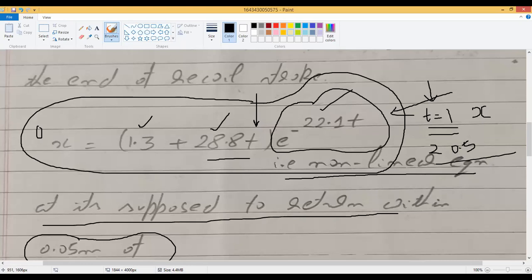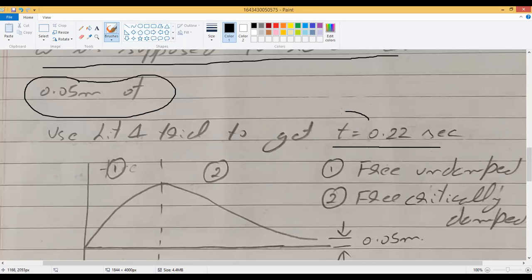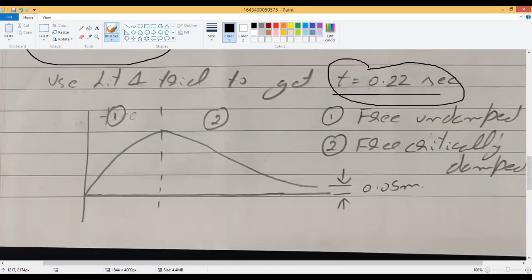Obviously, after some hit and trials have been made, you are going to arrive at the correct solution, which happens to be 0.22 seconds in this particular case. And this 0.22 is the time required for the barrel to return to the equilibrium position. It is not the total time for which the barrel was in motion. It is the time which is going to be taken by the barrel to return back to the equilibrium position. That is the return stroke.